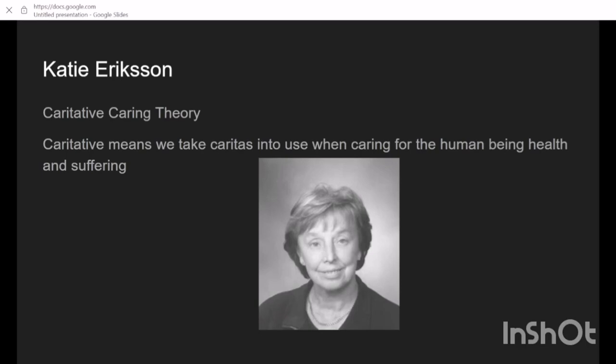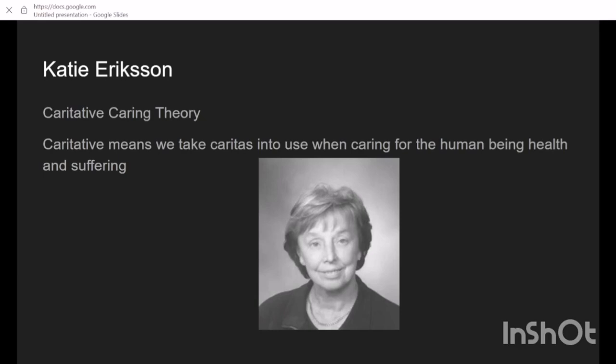Katie Eriksson, Caritative Caring Theory. Caritative means we take caritas into use when caring for the human being, health, and suffering.